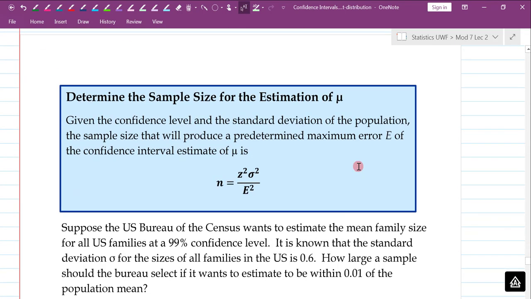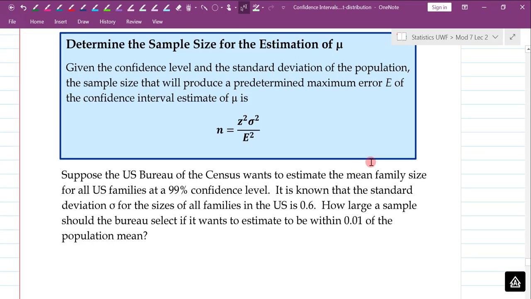Okay, determine the given sample size that we would need to estimate mu for a certain confidence level.